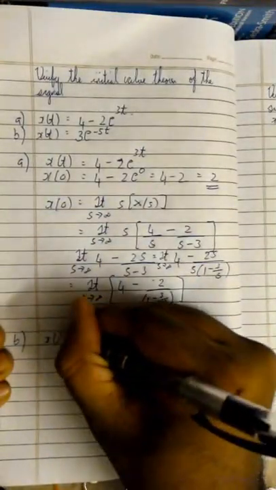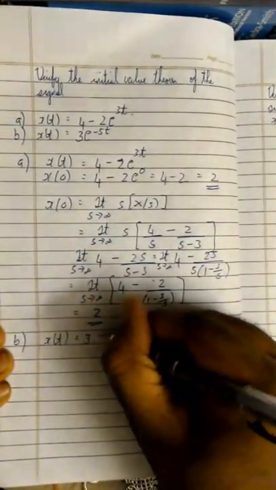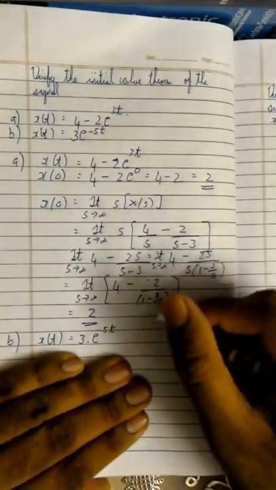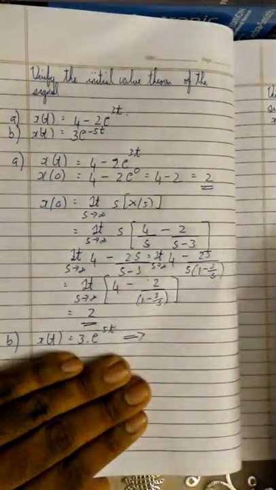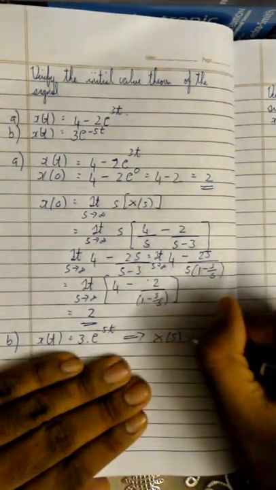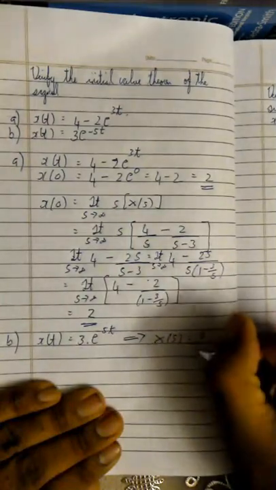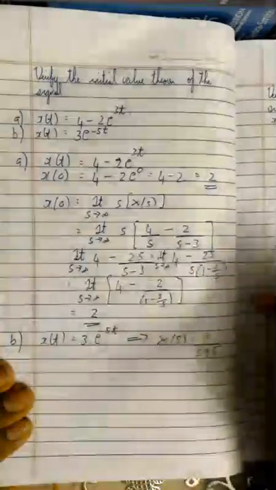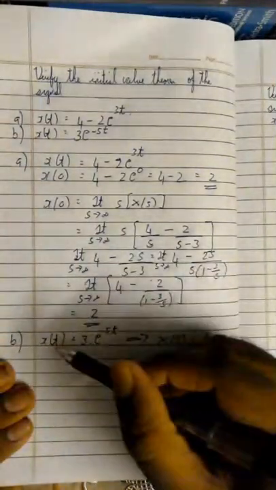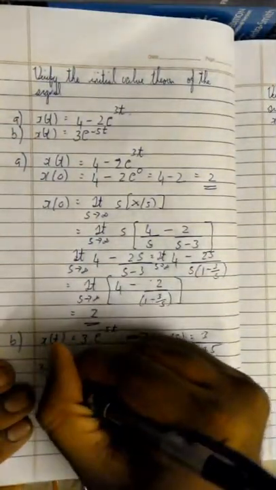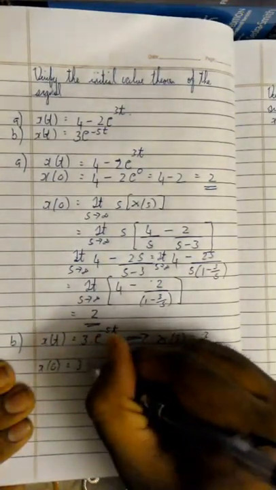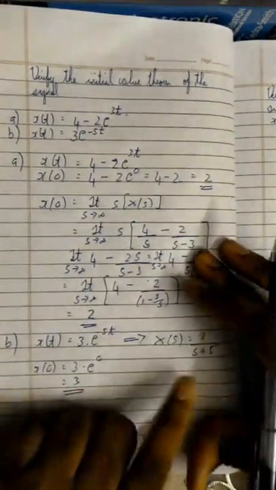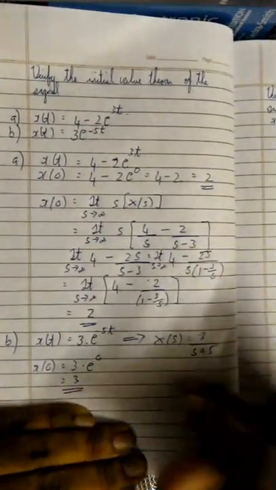Here, x of t is equal to 3 into e raised to minus 5t. Okay, this is the given question. So from here I can immediately write what is my x of s, right? X of s is equal to 3 by s plus 5. Now let me apply t is equal to 0 over here. So I will get x of 0 is equal to 3 into e raised to 0, which is equal to 3. Okay, so now let me apply my initial value theorem over here.